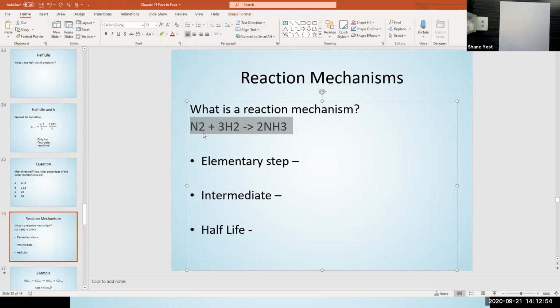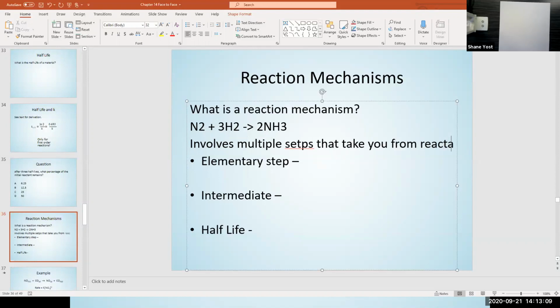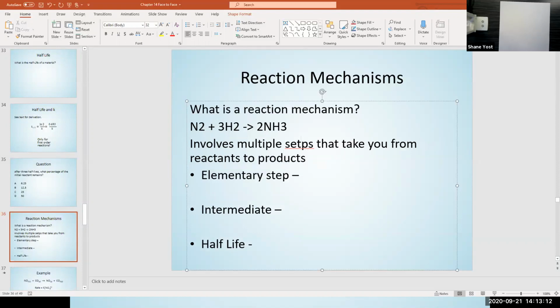Let me put this back up. So it involves multiple steps that take you from reactants to products. The reaction mechanism for that chemical reaction would involve multiple steps, potentially, that take you from the reactants to the products. And what is unique about those steps? What kind of reactions are those called? What kind of steps are those called?